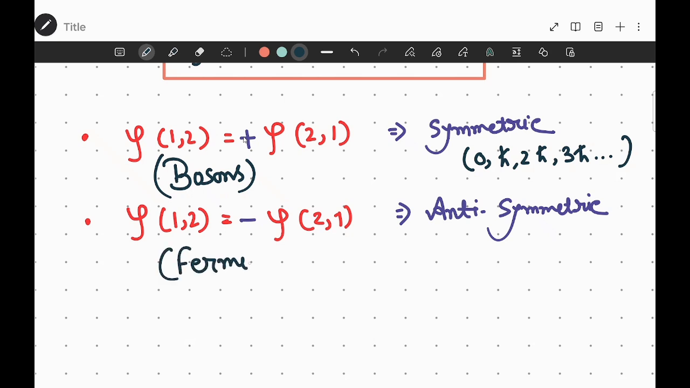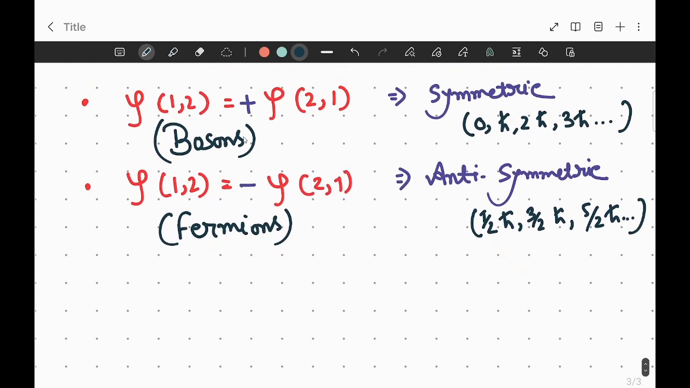And these are called fermions. And the spin is antisymmetric, meaning half-integral, in units of H cross. Examples, this we have already discussed: photons, phonons, these are bosons, and electrons, protons, these are fermions. Okay.